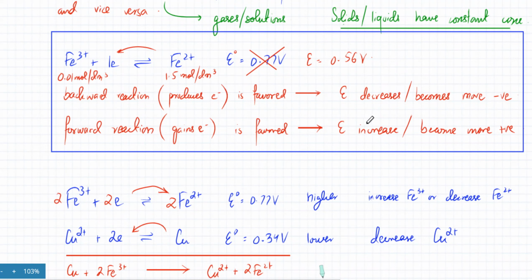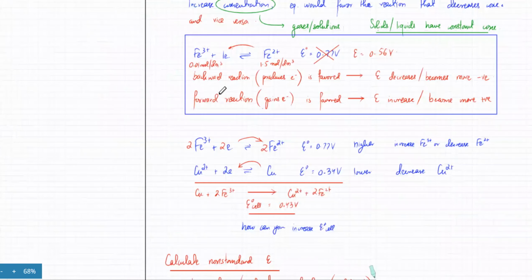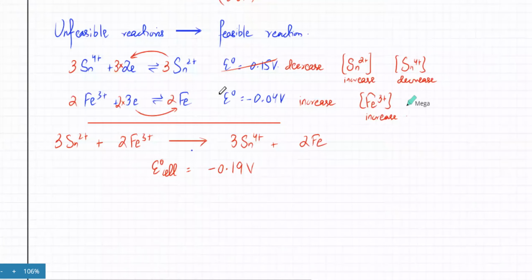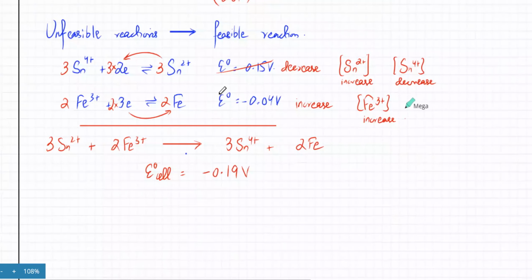And the other one is if you want to increase it, if you want to make it more positive, then you want the reaction to gain electrons. So you're going to favor that reaction that gains electrons. So you could remember this one: if you want to make it more negative, it should produce more electrons, so it should favor that reaction. So this is what you're going to do. An unfeasible reaction will turn into a feasible reaction.